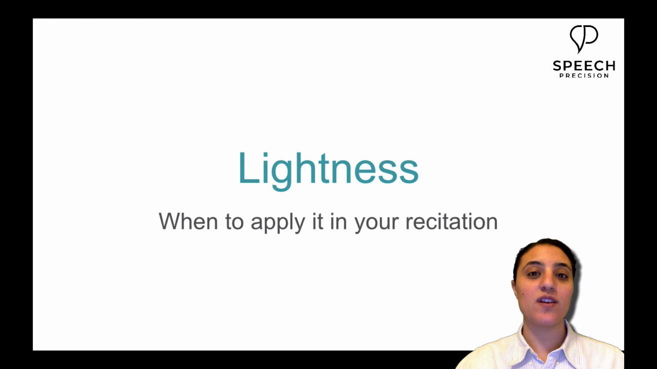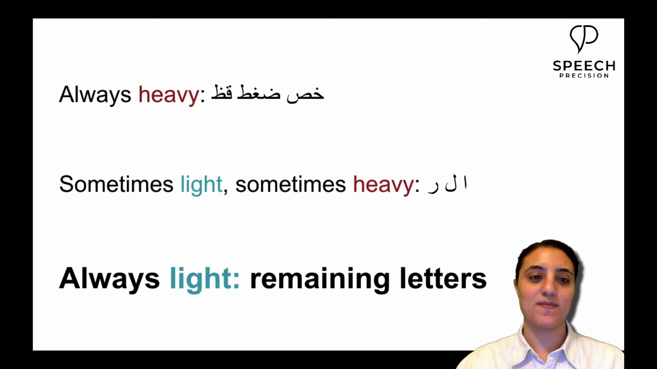In this video, we're going to talk about lightness and when to apply it in your recitation. In a previous video, we talked about heaviness, and we talked about how there are 7 letters that are always heavy: Kha, Sad, Dad, Ghain, Ta, Qaf, and Dha. There are also some letters that are sometimes light and sometimes heavy, and those are Alif, Lam, and Ra. The remaining letters are always light. So that's the majority of the letters, they will always be light.